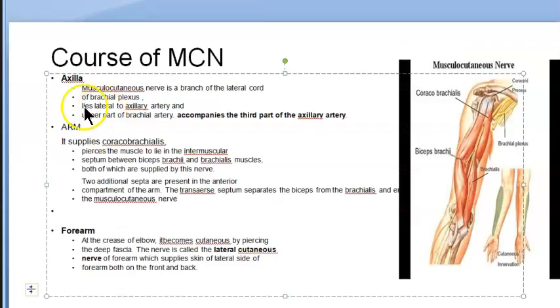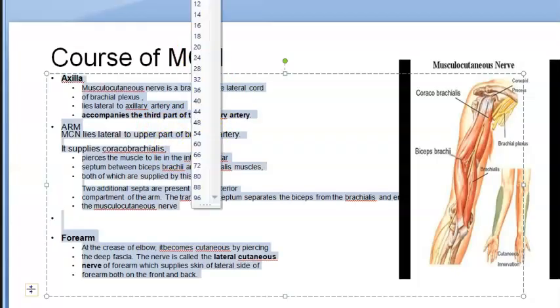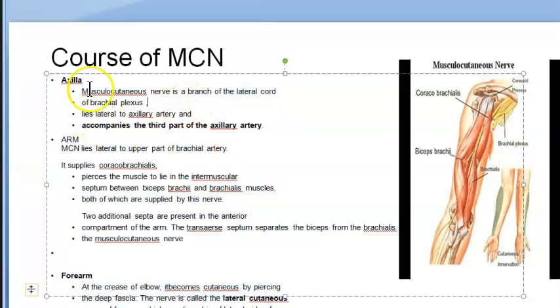Simple, right? I think this is kind of happening in the arm itself. So it lies lateral to the brachial artery. This one, I would like to put it in the arm. Musculocutaneous nerve lies lateral to brachial artery. How's this, guys? Do you like what I did? So for axilla, we are putting that it lies lateral to the axillary artery and it accompanies the third part of axillary artery. Coming to arm, the musculocutaneous nerve lies lateral to the upper part of brachial artery.